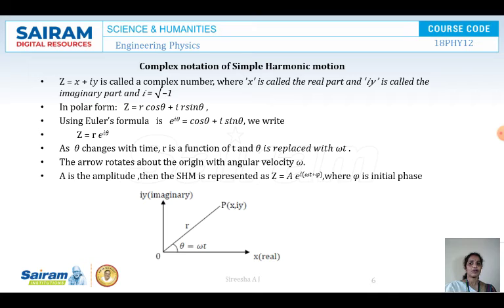So, these are the three forms: complex form, polar form and Euler's form. Here, theta changes with time. R is a function of t and theta is replaced with omega t. The arrow rotates about the origin with angular velocity omega. Here A is the amplitude. For a simple harmonic motion, it is represented by z is equal to A into e to the power of i into omega t minus phi, where phi is the initial phase.